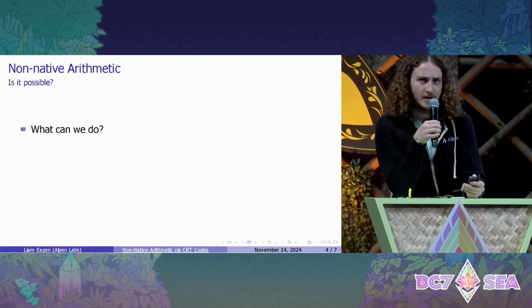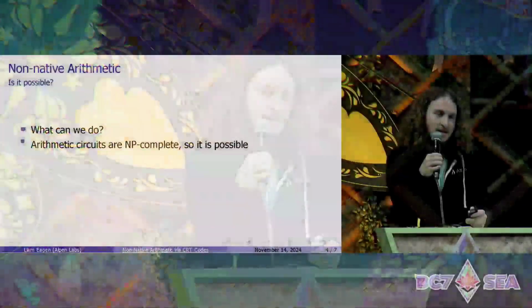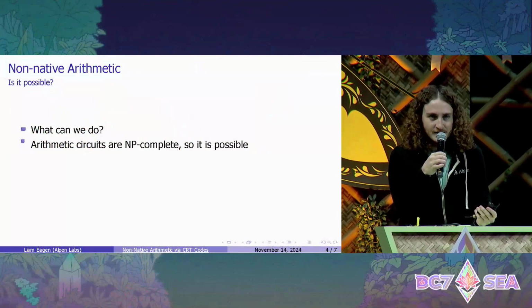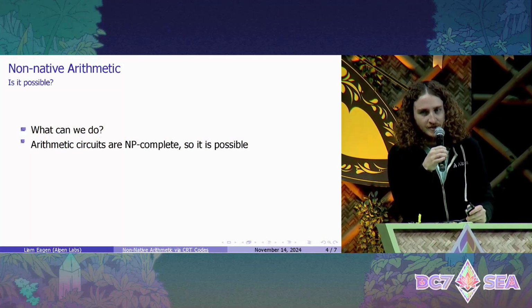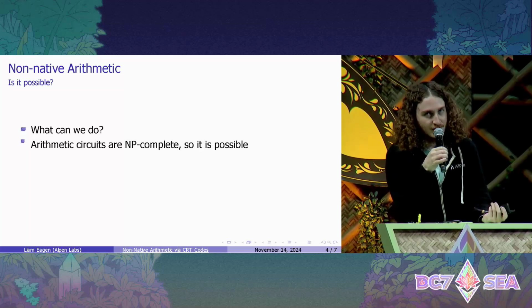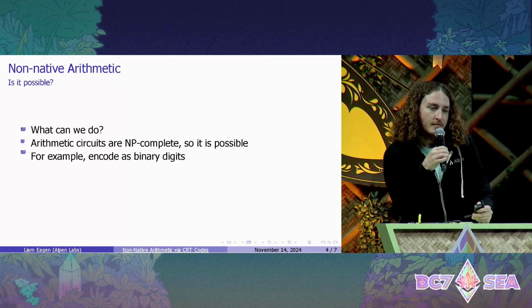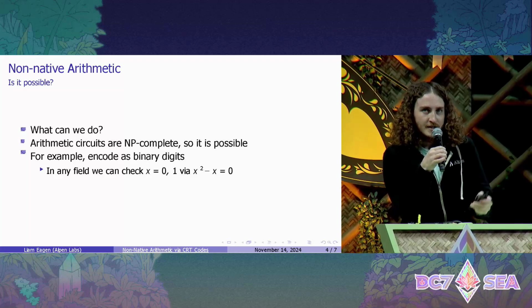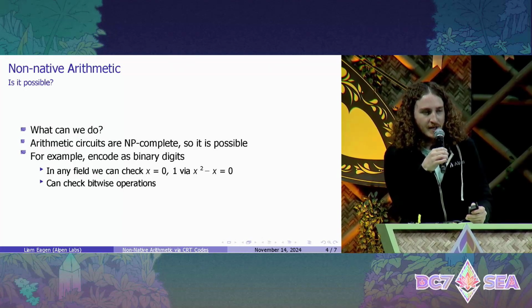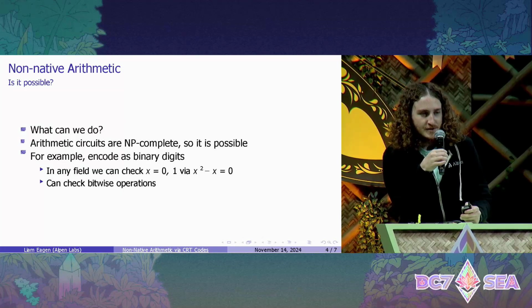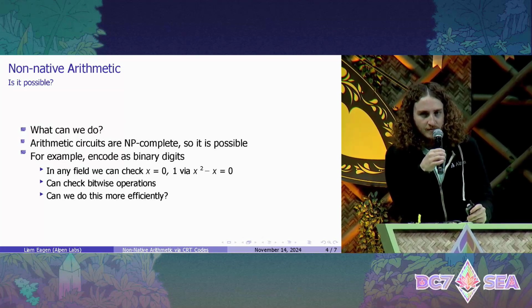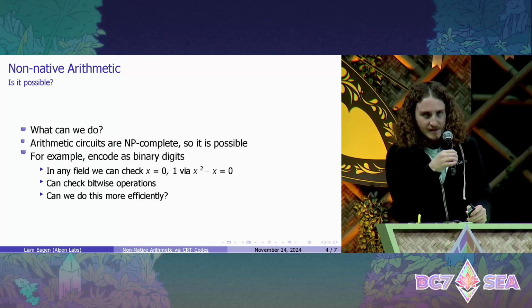So what can we do? The situation is not hopeless. In principle, this is a solvable problem because you can encode any NP relation into an arithmetic circuit over any field. You can encode it into binary digits and check that the digits are binary and encode the bitwise operations. And so this is just an existence proof. But this is very slow, and we would prefer to do things more efficiently than this.